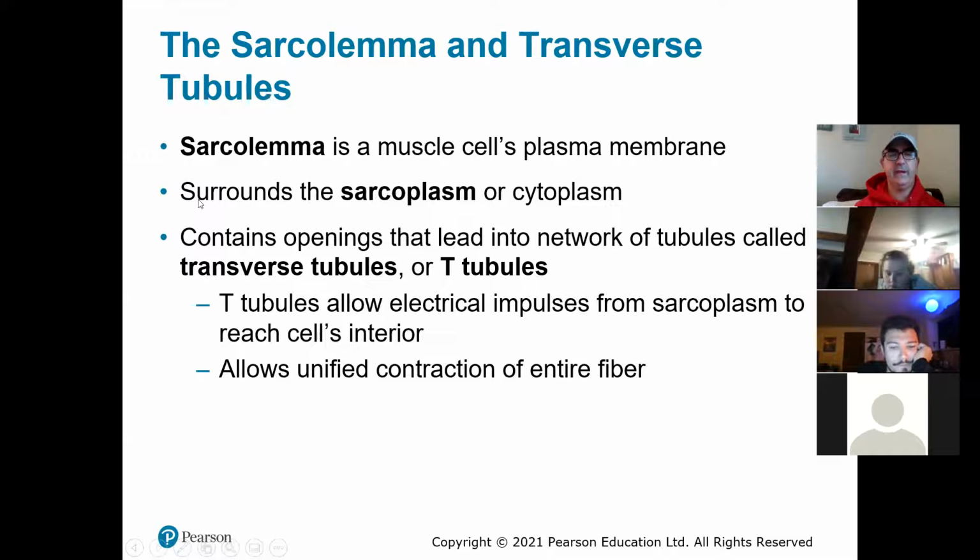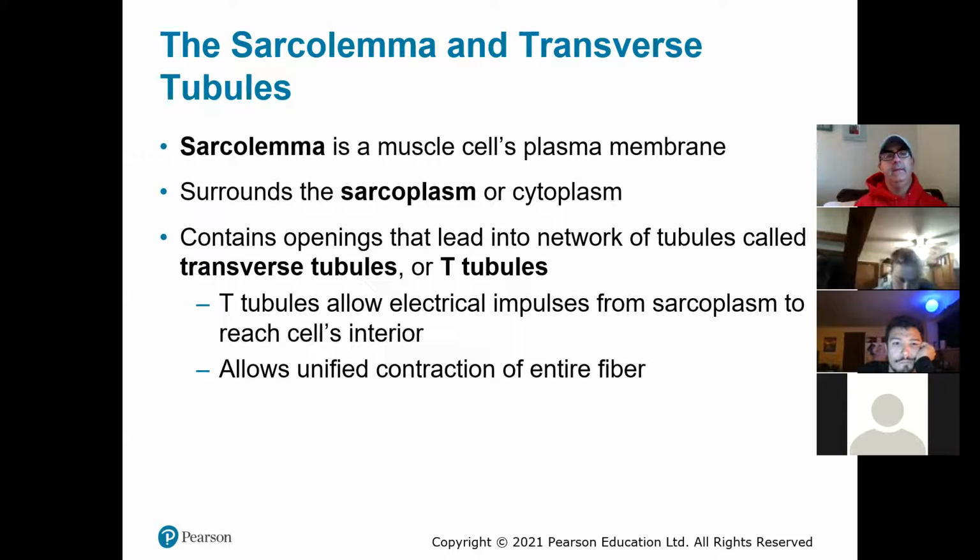Each of these muscle fibers or muscle cells is also surrounded by a plasma membrane, just like any cells. And the plasma membrane for the muscles is called the sarcolemma, right? And it surrounds the cell, surrounds the cytoplasm, or in the muscle's case, it's called the sarcoplasm.